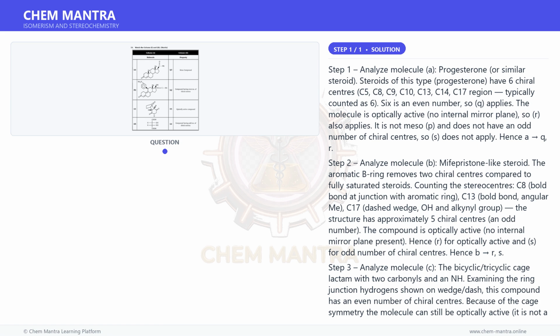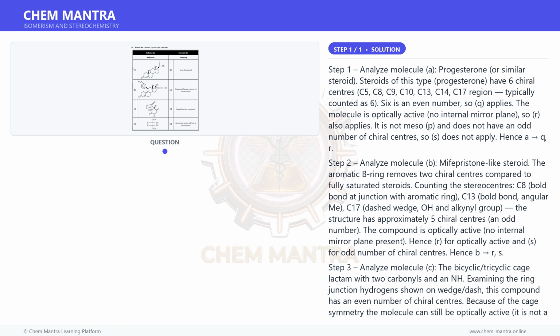Step 3. Analyze molecule C. See the bicyclic tricyclic cage lactam with 2 carbonyls and an NH. Examining the ring junction hydrogens shown on wedge dash, this compound has an even number of chiral centers. Because of the cage symmetry, the molecule can still be optically active. It is not a meso compound. The 2 ring junction H atoms shown suggest a specific configuration that does not produce an internal mirror plane. Hence, Q, even chiral centers, and R, optically active. Hence C: Q, R.